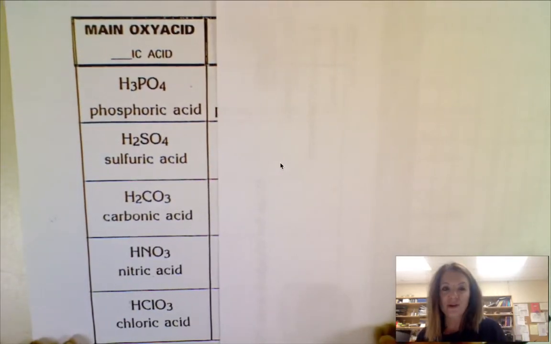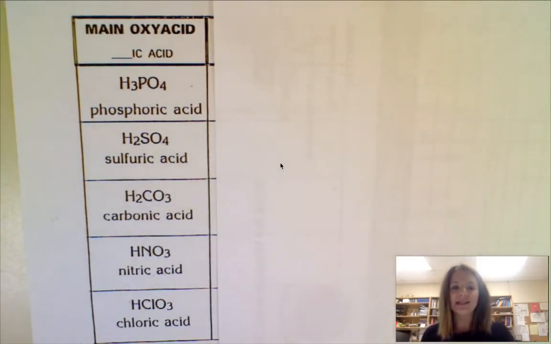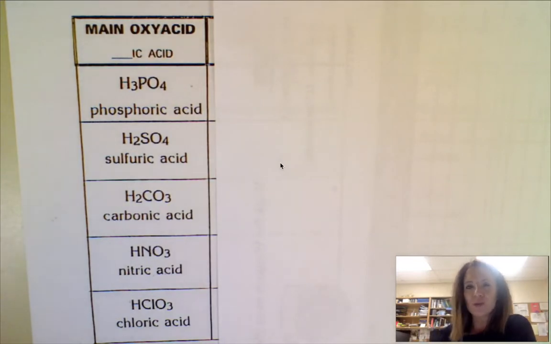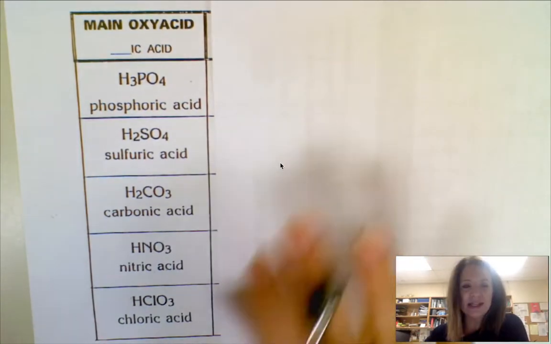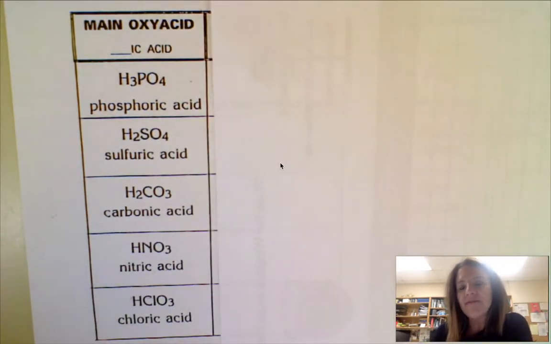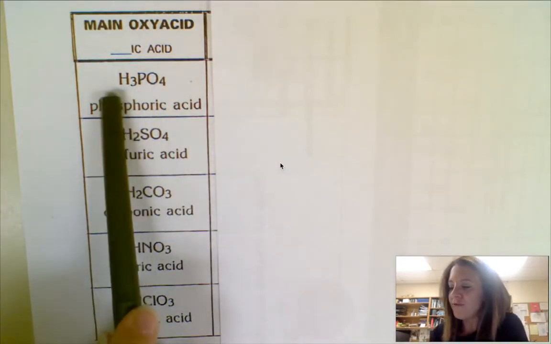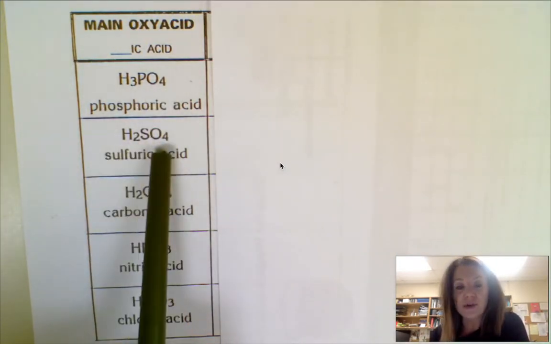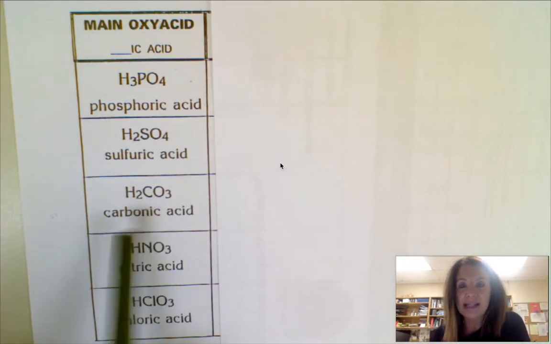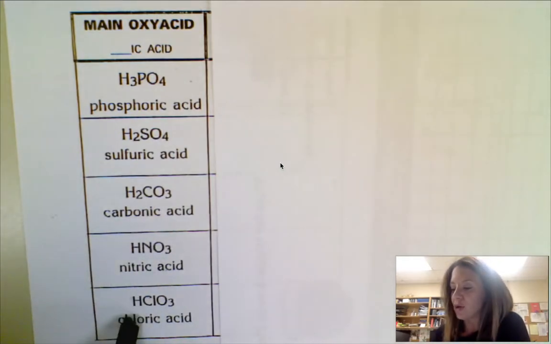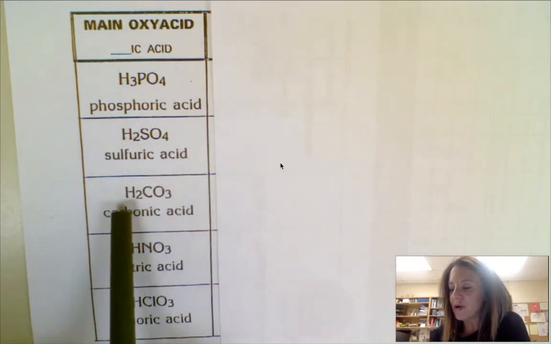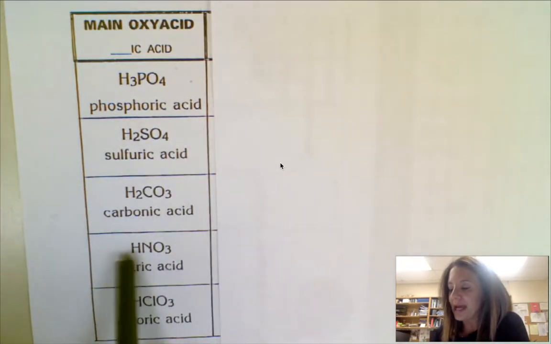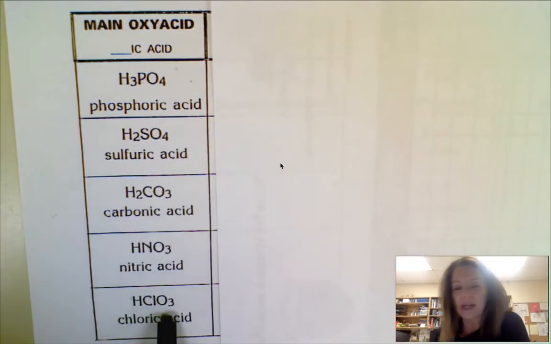Whenever we are learning our oxyacids, I always have a couple of rules that I follow. I always start off with a chart that looks like this, where I memorize the five most common acids that we use in the lab. We've got phosphoric acid, sulfuric acid, carbonic acid, nitric acid, and chloric acid: H3PO4, H2SO4, H2CO3, HNO3, and HClO3.